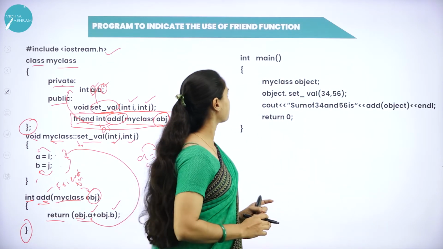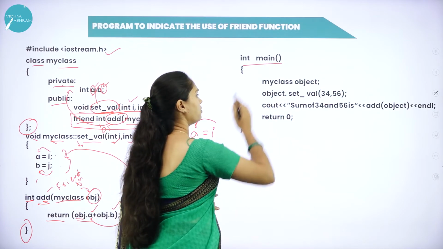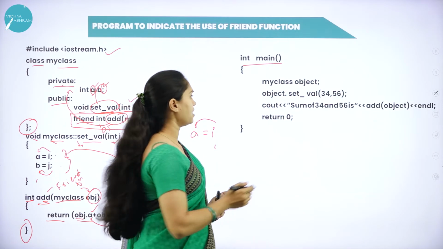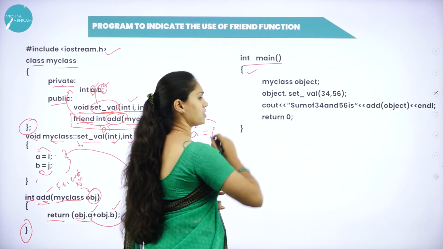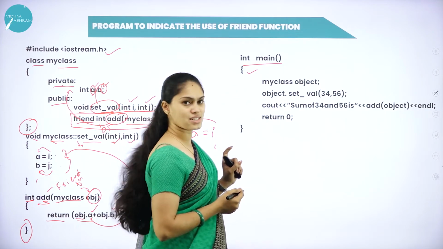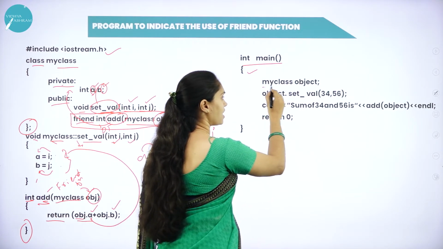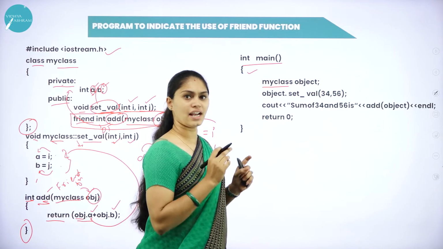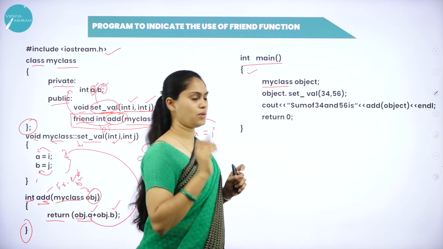After that, I have a main function where the actual program gets started, and I will come to the point when the execution of the program starts here. Here my class is the name of a class, and I am creating an object with the name object.